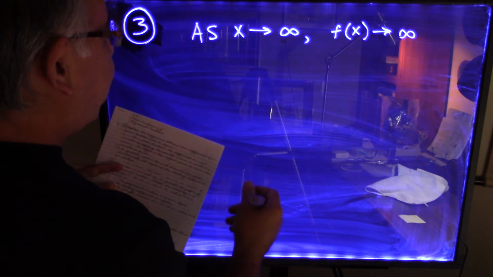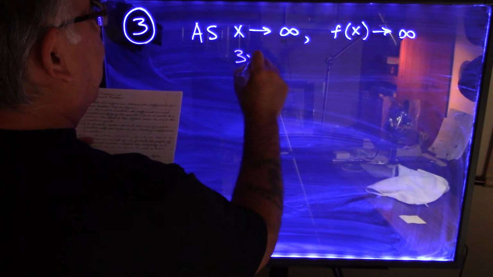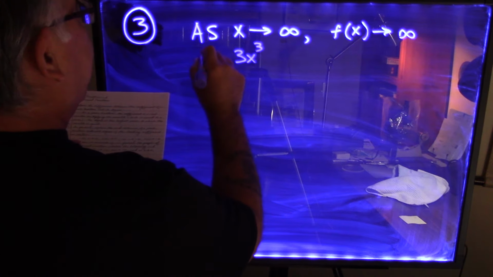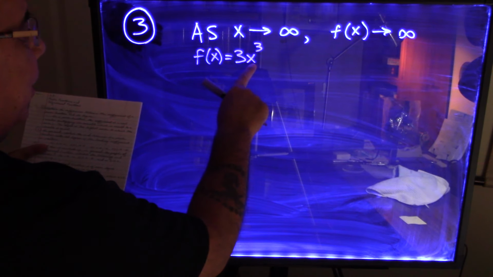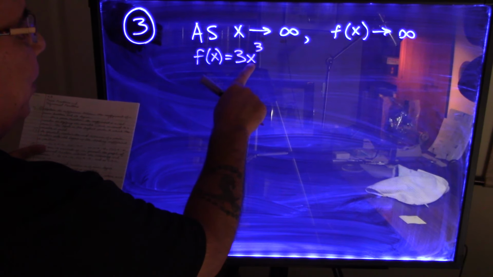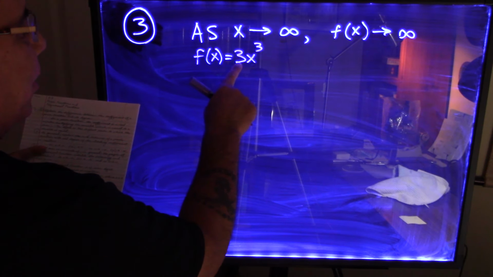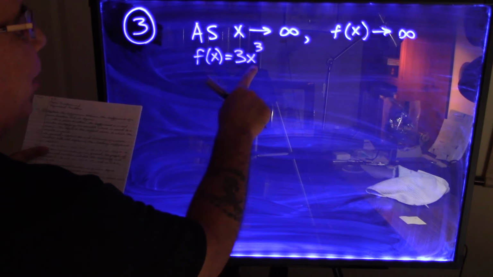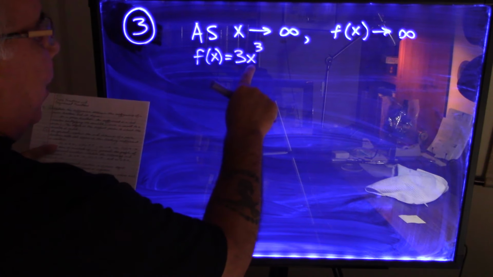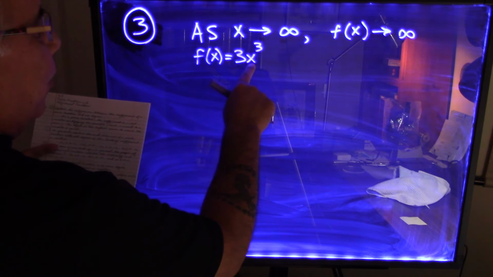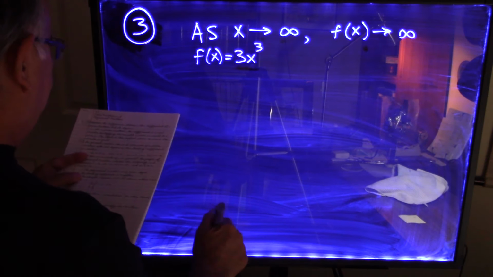Okay. So, for example, it's an odd degree, so if you have 3x cubed, that's your function, f of x. x here is positive, and it's getting bigger and bigger. And x cubed is going to be positive as well. If that were negative, you would have negative times positive is negative. All right, but that's not the case here. So as x gets bigger and bigger, positive, this whole function gets bigger and bigger, positive, goes to positive infinity.